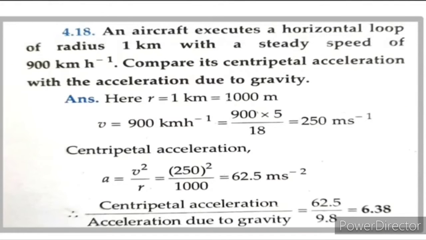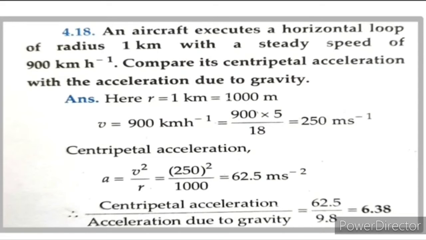Now coming to 418: an aircraft executes a horizontal loop of radius 1 kilometer with a steady speed of 900 km per hour. Compare its centripetal acceleration with acceleration due to gravity. Whenever the question is to compare, what you need to find is the ratio. So compare centripetal acceleration with acceleration due to gravity means you have to find the ratio of centripetal acceleration to acceleration due to gravity.